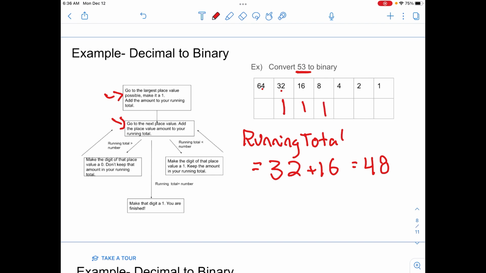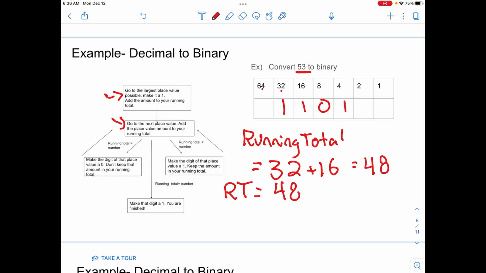If I include my 8, I have my running total, I'm going to call that RT now, which was at 48 because I've included the 32 and the 16. 48 plus 8 would be 56. But that's too big. We only want to make 53. So that means I don't want to include my 8. So I'm going to go back here, and I'm going to make this a 0, because if I include it, it's way too big.